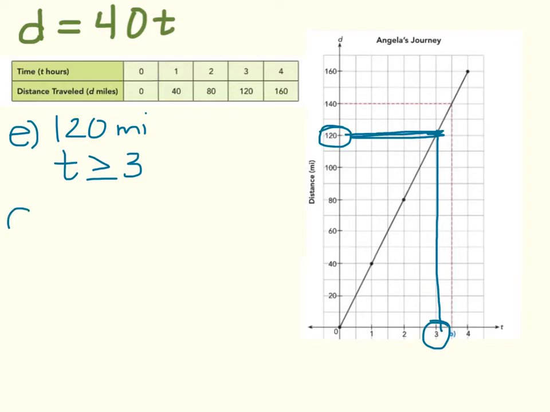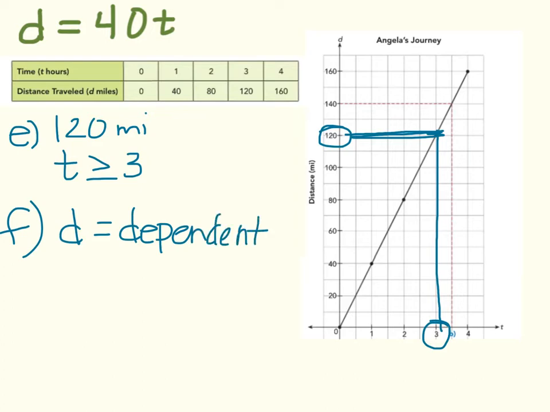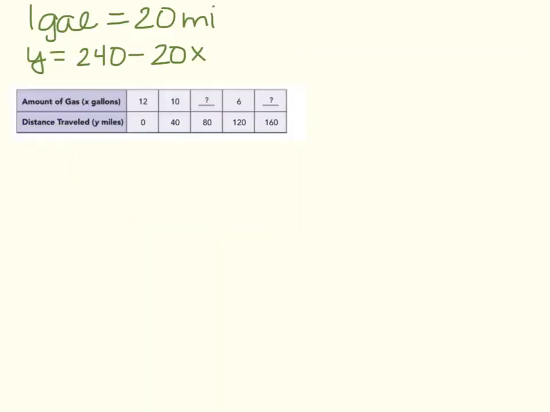Last question for this graph, friends. What's the dependent variable? D is dependent because the distance that we travel is dependent upon the time that we drive, so time is our independent variable. Okay, let's work one more example together before I have you try one on your own. Let's take a look at our next example.